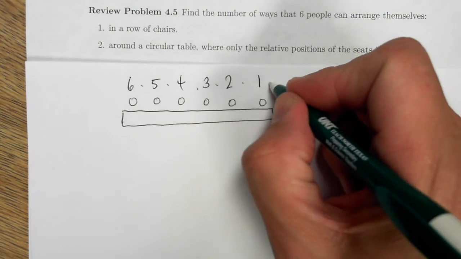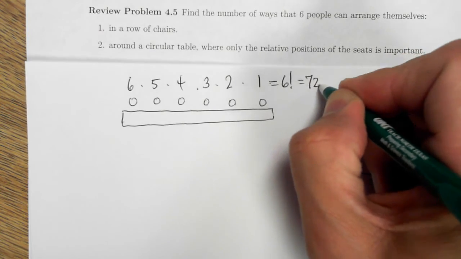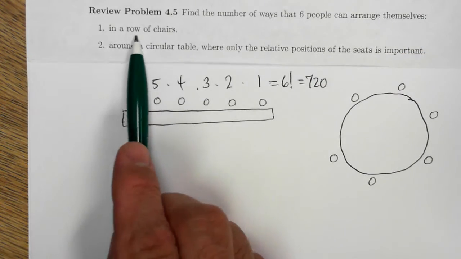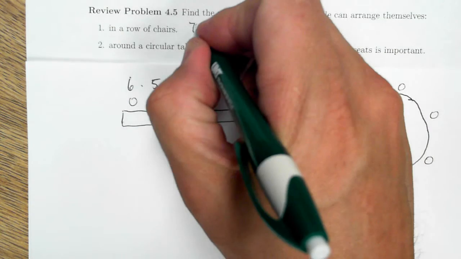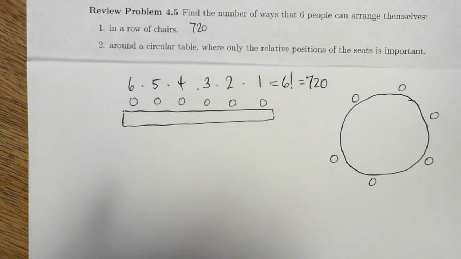And so the answer is simply going to be 6 factorial, or 720. So there are 720 ways that 6 people can seat themselves in a row of chairs like this.